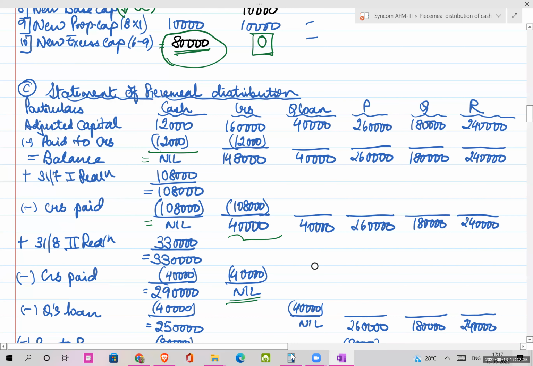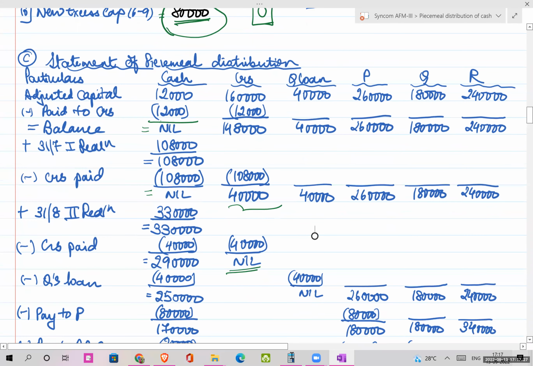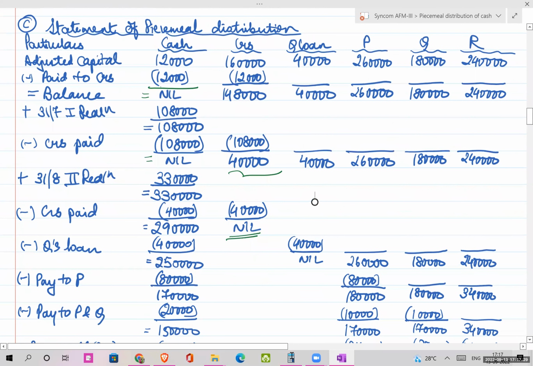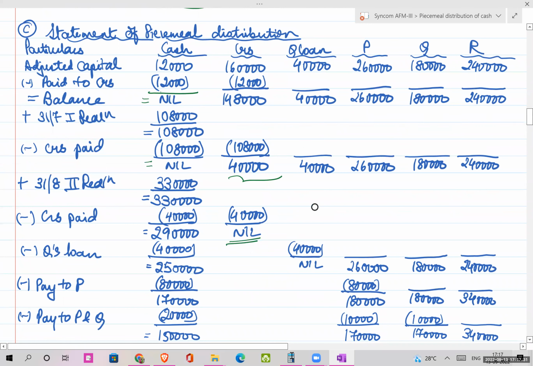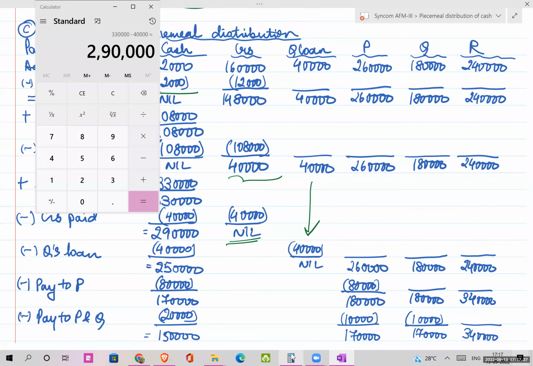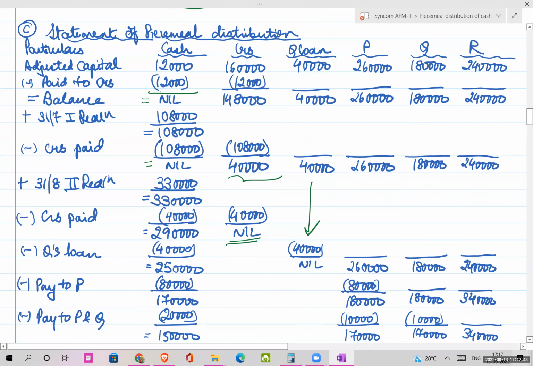Once I paid my creditors, my second option for payment is my partner's loan, that is 40,000. So next I will pay my partner's loan of 40,000. Okay, from 2,90,000, 40,000 I gave as partner's loan, so how much money is left now? 2,50,000. Okay? So this is how you are going to pay. First clear the creditors, then clear the partner's loan. Okay?